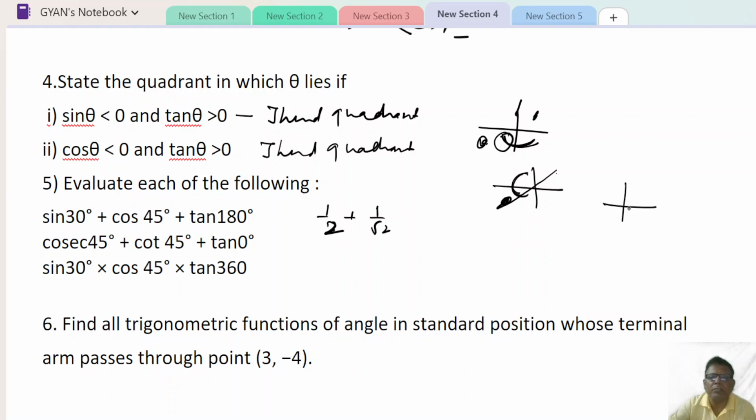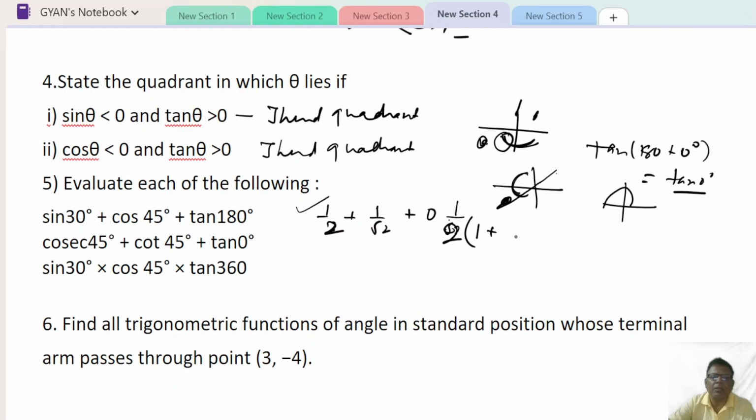Tan 180 degree. So tan 180 plus 0 degree will be plus tan 0 degree. Tan 0 is 0. So this is 0. So this is a good enough answer, or otherwise you can take root 2 common. Then what happens, it becomes 1 by 2, let's take 1 by 2 common, so it is 1 and here root 2.